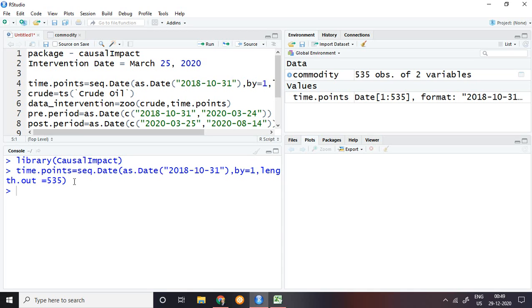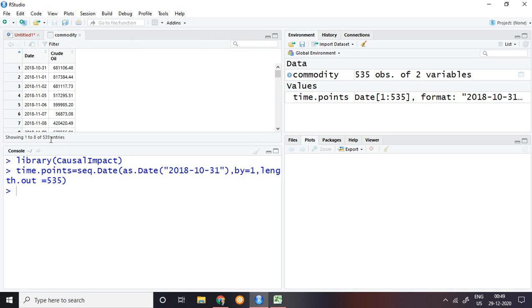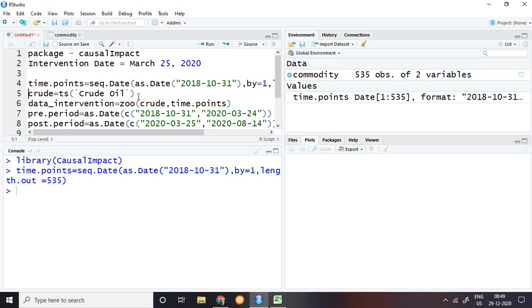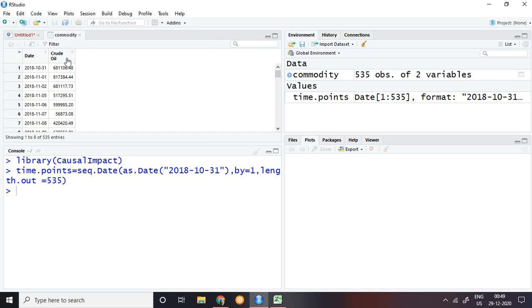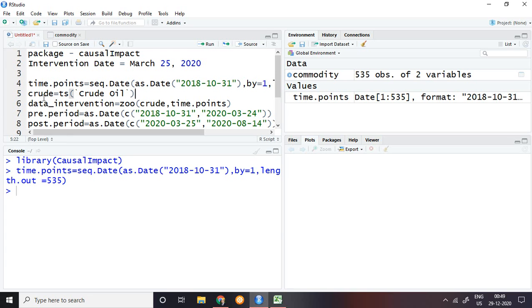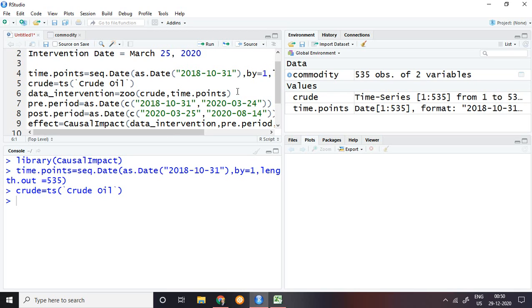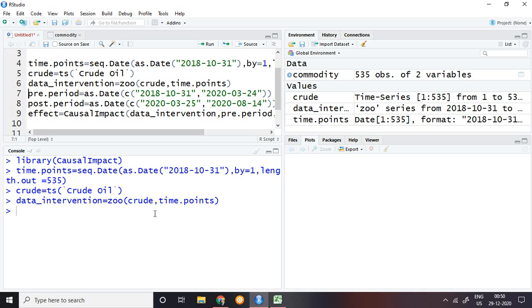Length.out equal to 535 observations. It means in this data set the total number of observations is 535, which has been mentioned here. Then I have converted this crude oil into time series nature, and for that I have simply written crude equal to ts(crude oil). It has also been run. Then I have combined this crude with the time points, using cbind of crude and time.points.